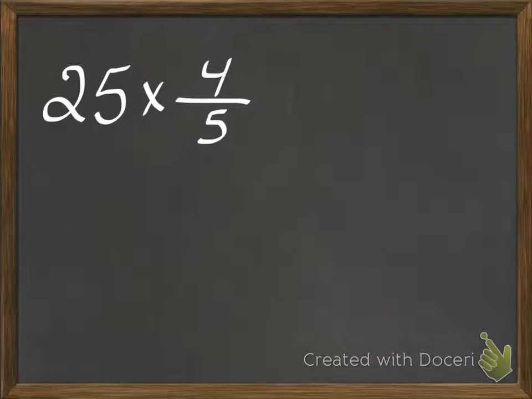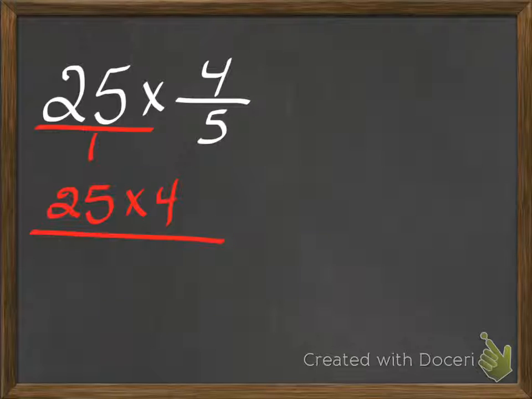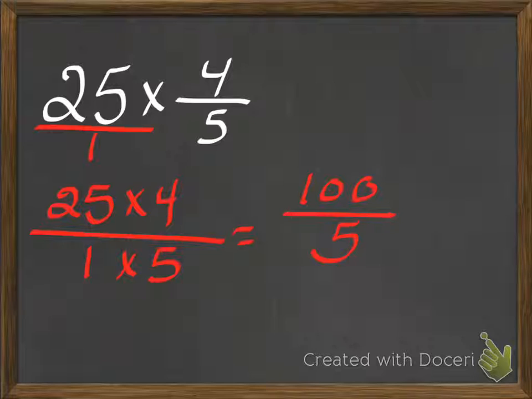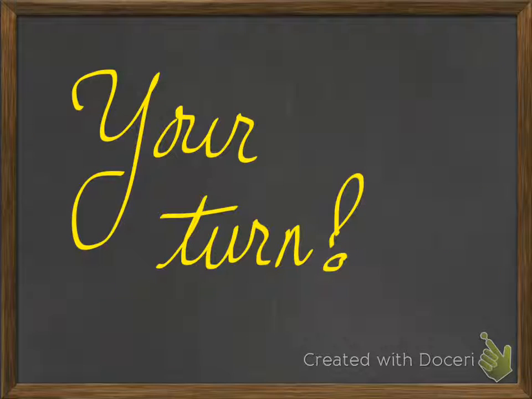I love it. All right, 25 times 4/5. Let's try this one. So I've got 25, which is really the same thing, 25 over 1. So I've got 25 times 4 over 1 times 5. And rewrite it. 25, I think of quarters, and if I had 4 quarters, I'd have a dollar, which equals 100 cents. And 1 times 5 is 5. Now I'm going to divide 100 divided by 5, and that equals 20. Now I'm thinking of nickels. How many nickels in a dollar? There's 20.